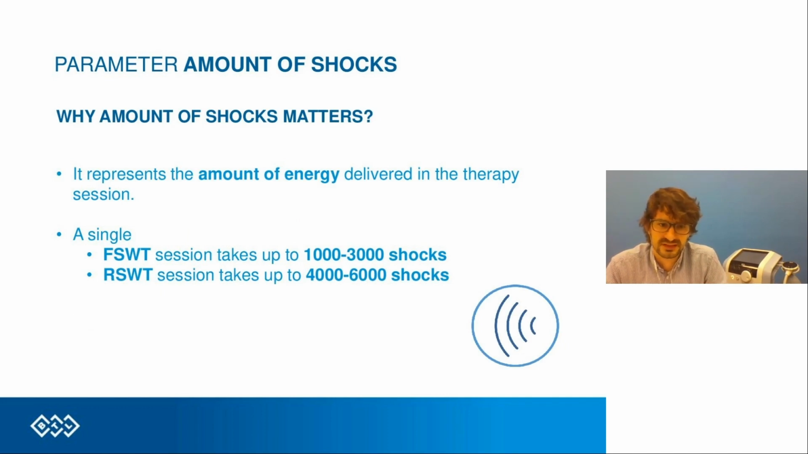Another parameter is the amount of shocks. In general, just to remember, in focused shockwave we are using less maximum shocks. With the radial shockwave, you can go up to 4,000 to 6,000 shocks. The reason for this is that when you are treating, for example, calcifications, you can also treat the rest of the arm, the trapezius muscle, or any part of the body. You can redistribute the amount of shocks through the different areas. Whereas in focused shockwave, you are trying to affect the area which is mostly damaged or mostly injured.